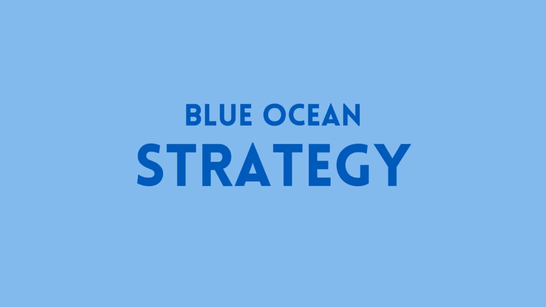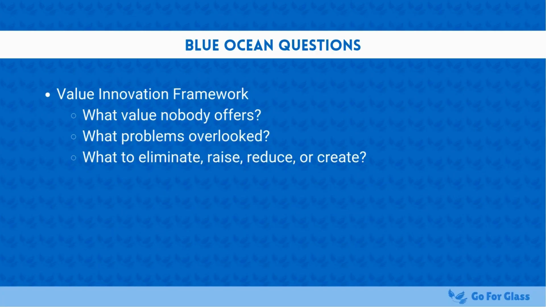Topic 9 is blue ocean angle. The blue ocean angle is yet another technique you can use to find a solution that can integrate into the real world. It involves asking, what can I create that no one else is offering? What part of the problem is overlooked or underserved? And what can I eliminate, raise, reduce, or create? This is the blue ocean strategy grid.